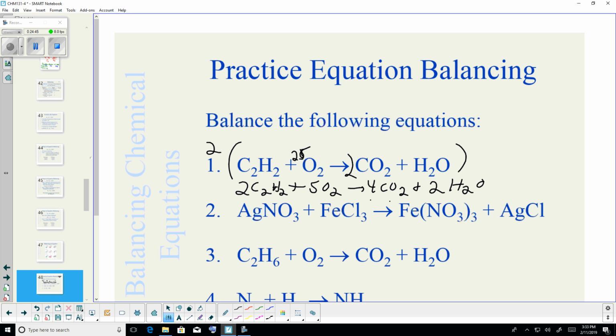The second one, silver nitrate plus ferric chloride goes to Fe(NO3)3 plus AgCl. Another hint: if you have polyatomic ions, try to balance them as a whole unit. So how many NO3s do I have on this side? I should need 3 on this. What do I need to put in front of this? 3. How many Ags? 3. So what do I have to put on the other side? 3.